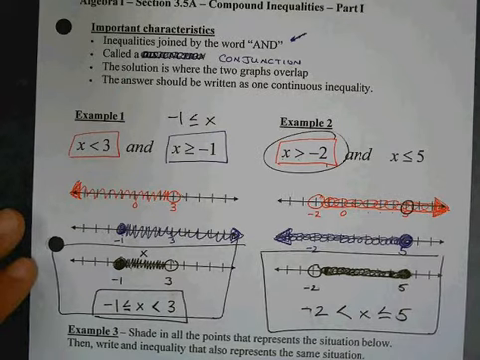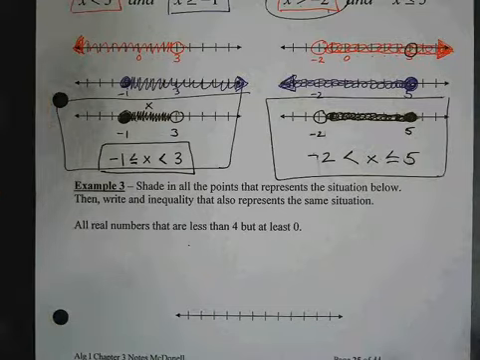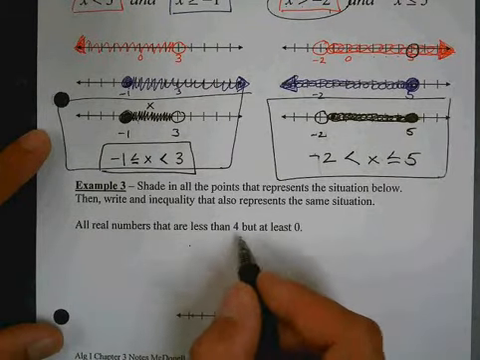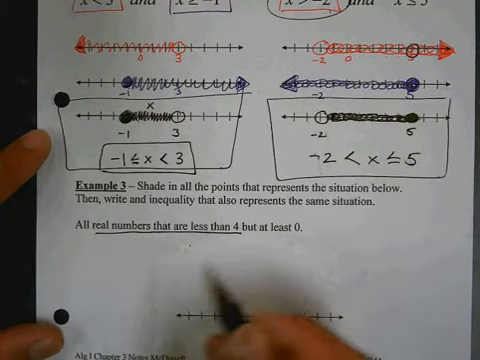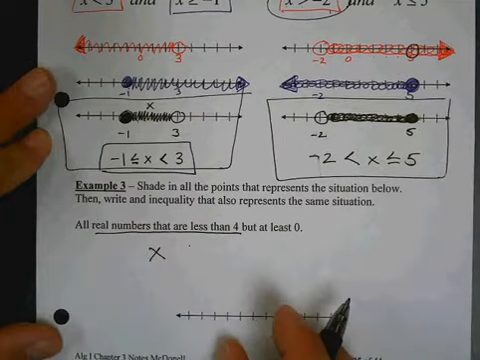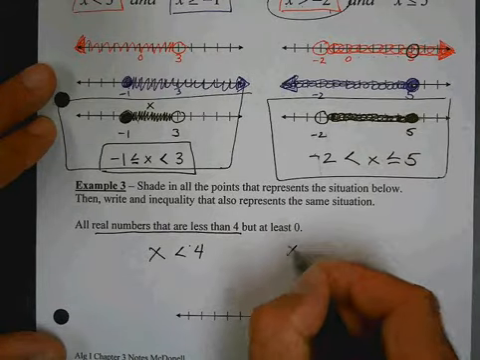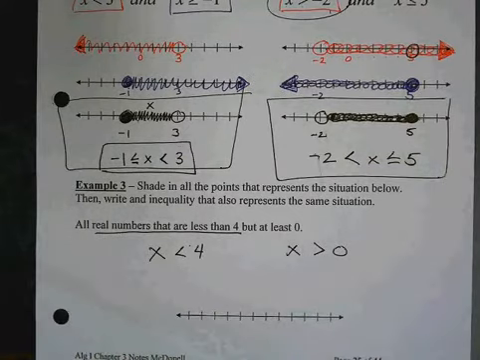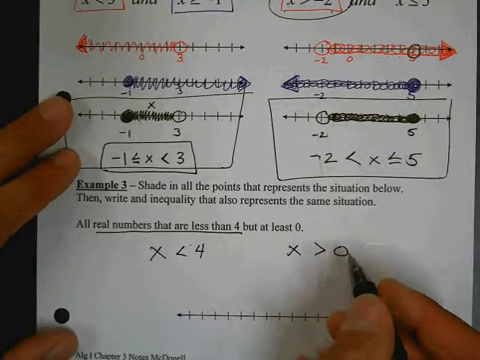Okay. Let's take a word illustration and see if we can convert it into kind of an inequality. All numbers that are less than 4, but at least 0. So let's just focus on this part. All numbers that are less than 4. How do I write that? X is what? Less than 4. Okay? But at least 0. X is what? Greater than 0. At least 0. Can it be 0 itself? So do I say greater than 0 or do I say something else? Greater than or equal to.